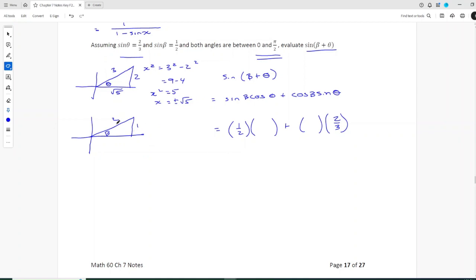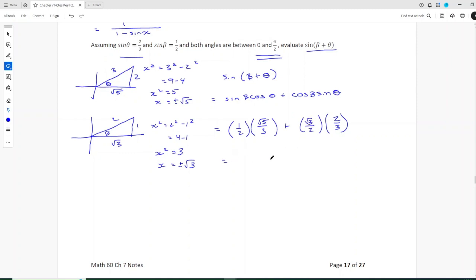And then we do the same thing for this guy. Now, if anybody knows, this is my 1, 2, root 3 triangle, but you can do it as well. So x squared would equal 2 squared minus 1 squared, which gives you 4 minus 1, which is 3. That's what x squared equals. So x would be plus or minus the square root of 3. And now we can find cos theta and cos beta. So cos theta would be root 5 over 3. And cos beta would be root 3 over 2.